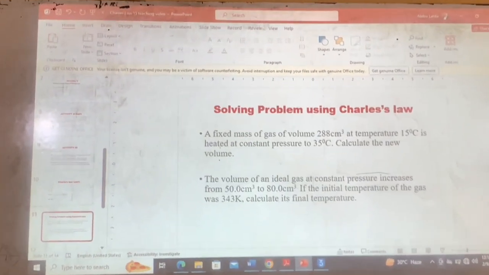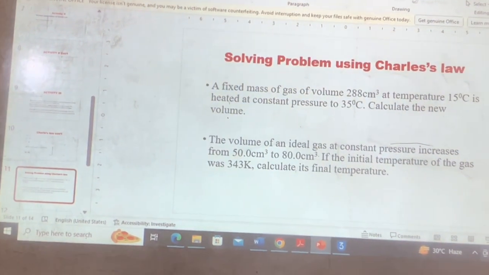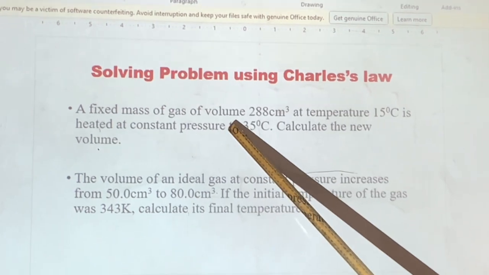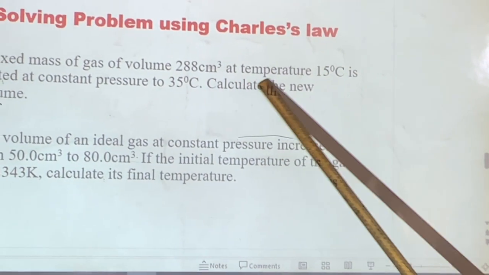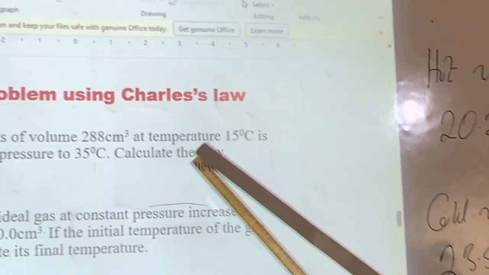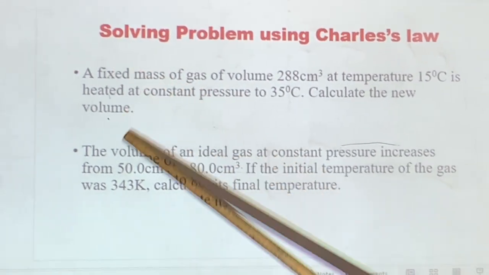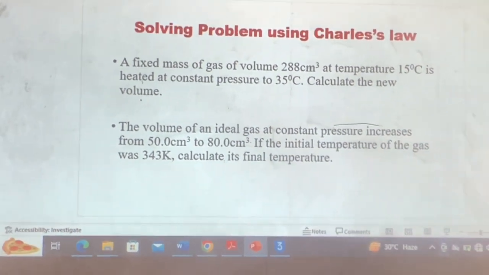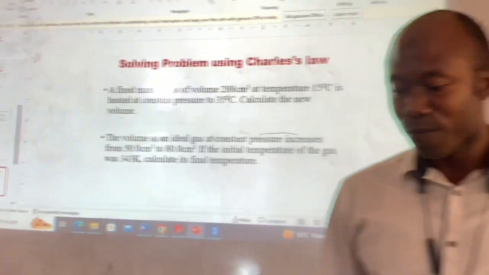Now, let's solve this problem. Everybody take your piece of paper. A fixed mass of gas of 88 cm³ at a temperature of 50 degrees Celsius is heated at constant pressure. Calculate the new volume. I give you 2 to 3 minutes. Try it, let me see your answer.